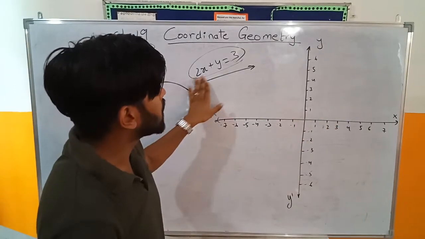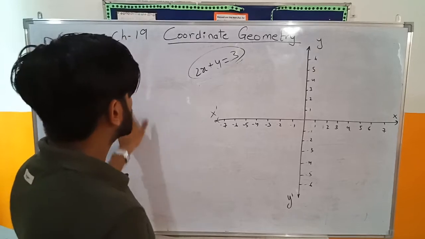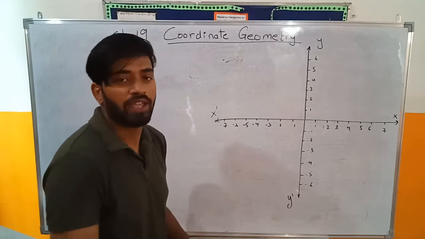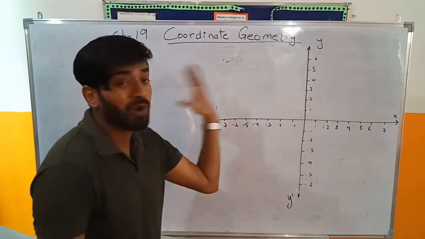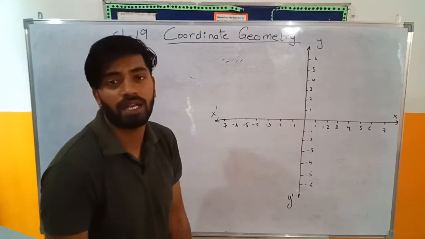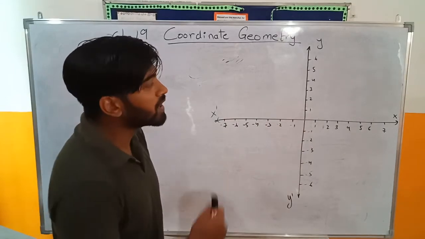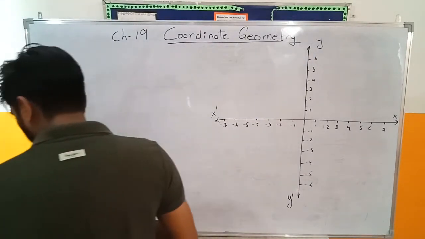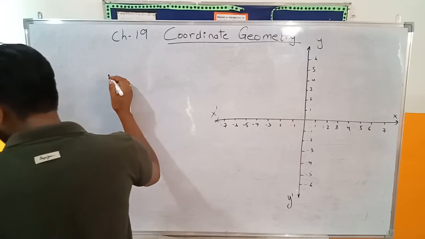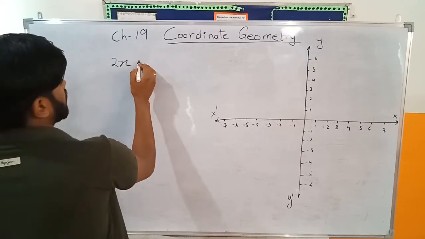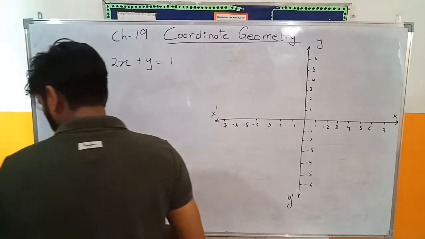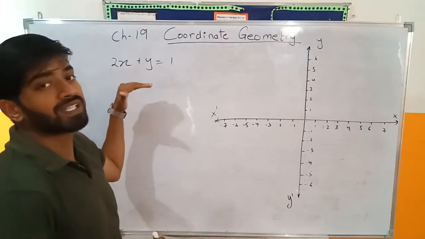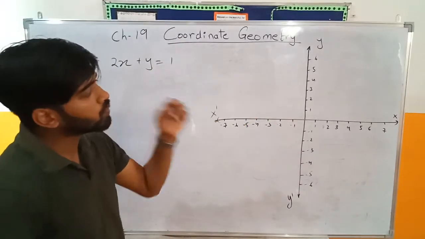So today we'll be talking about how to join algebra with geometry, and if an algebraic equation is given, how to plot that algebraic equation on the graph. That is the very first thing that we'll be learning. So for example, let's say I have the equation 2x plus y equals 1. This is the equation, and I need to put this equation on the graph. How to put this equation on the graph?